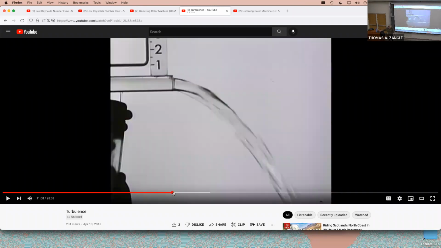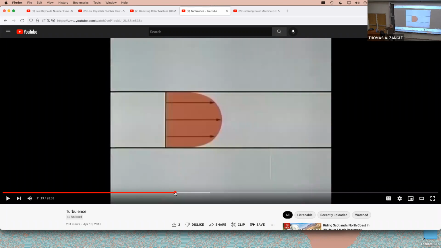Stop for a second on the last bit of the video segment, something the narrator just said: that we can think of the wall as a sink for momentum. We have the no-slip condition, velocity is 0 at the wall, so momentum goes to 0 at the wall, whereas the momentum is high in the center of the pipe.